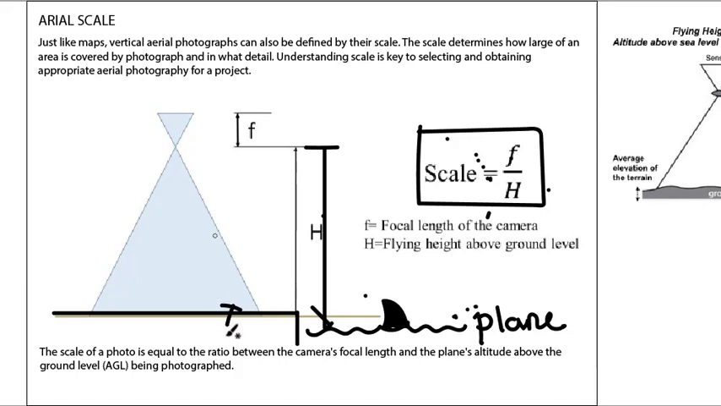The scale of the photo is equal to the ratio between the camera's focal length and the plane's altitude above the ground level being photographed. Don't consider it as ground level, okay. Consider it as the normal altitude of the plane. It's wrongly mentioned, I downloaded this image from the net, so please do not consider that. Otherwise, even if it is mentioned as C, you will take the height from the ground. So that's wrong.